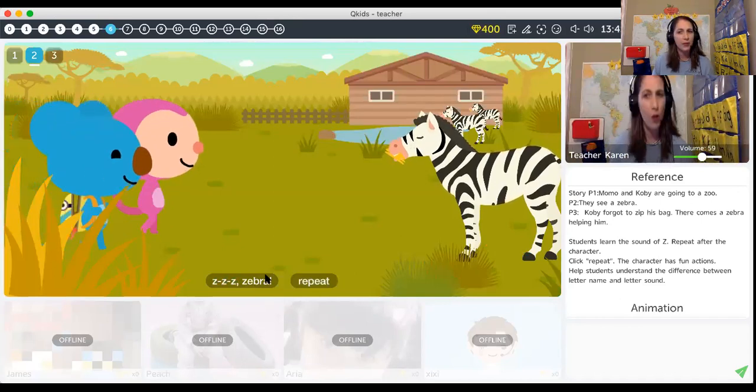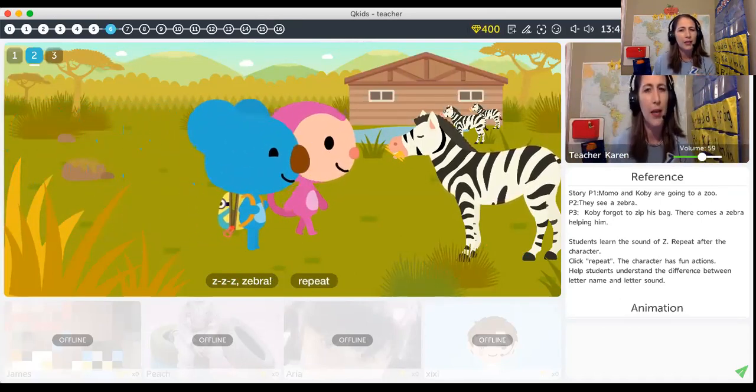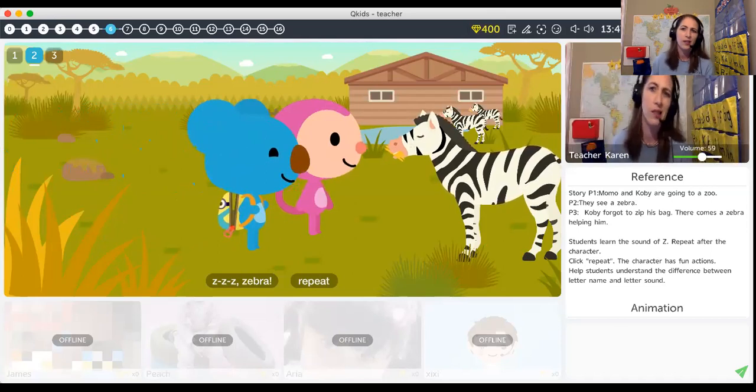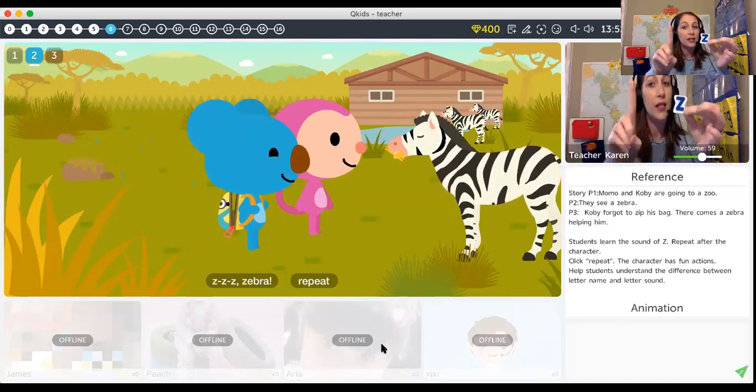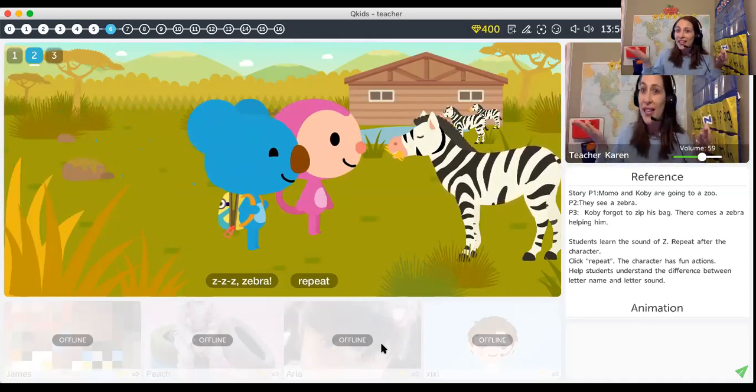I like to hold up my fingers and count because a lot of them will go zzz, zzz, zzz, zzz, zzz. So I'll just say, okay, 3 times. Ready? Zzz, zzz, zzz. What is it? Zebra. After they do the sound.